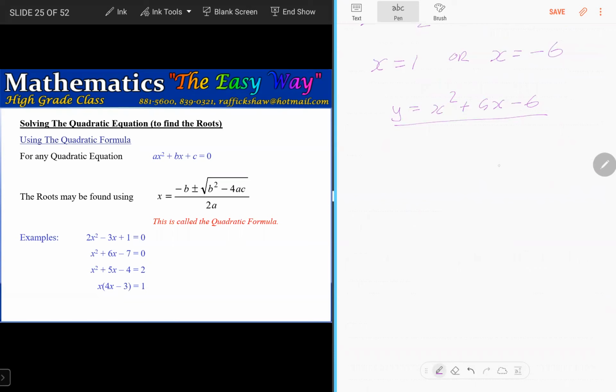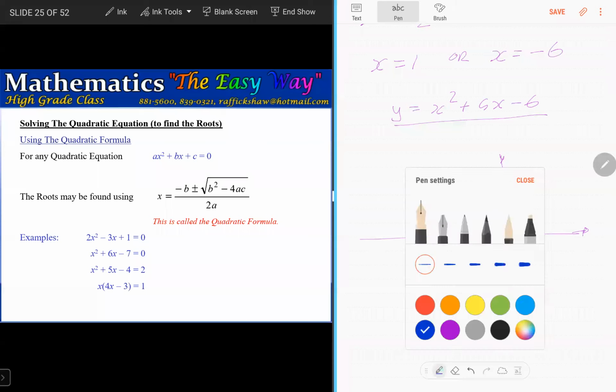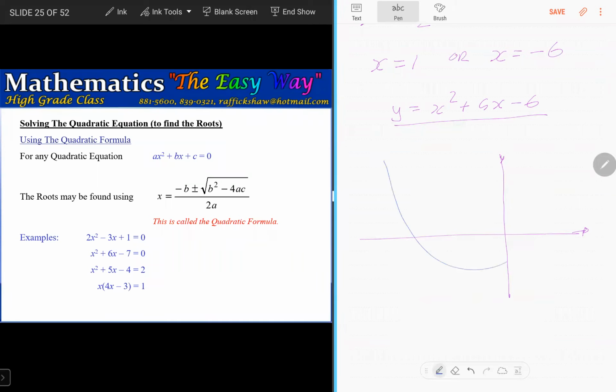So it's going to be more to the left, and negative 6 is further over to the left. We scale that and we're going to get it like that, where this root is 1, this root is negative 6, and this y-axis intercept is negative 6 right there. We can put 0, negative 6 for the y-axis intercept. Basically it is that, that's the sketch.